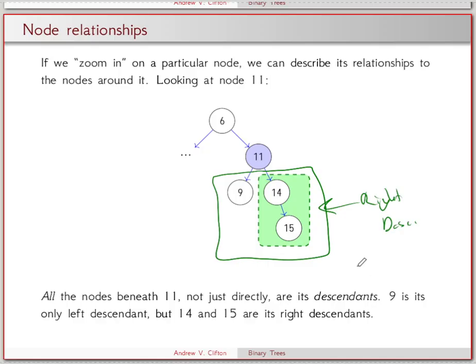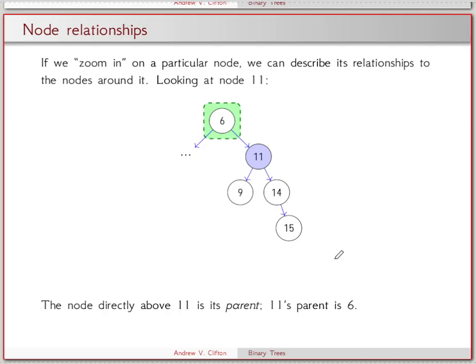And note that the left descendants and the right descendants are again binary trees. They are subtrees of the larger tree. If we go in the opposite direction and go up from 11, then the node directly above it is its parent node. So 11's parent is 6.